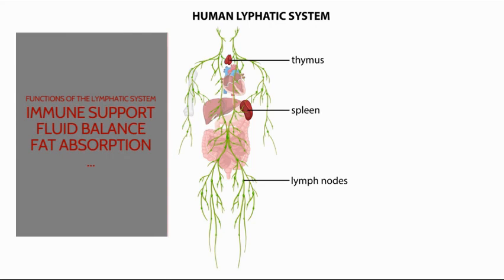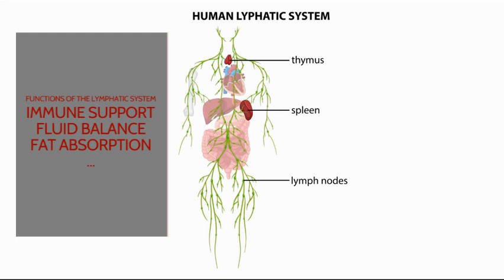It plays a critical role in the body's immune defense by filtering and removing foreign particles like bacteria and viruses out of the lymph. The lymphatic system is also involved in fluid balance, so it helps maintain fluid balance in the body by collecting excess tissue fluid and returning it back to the bloodstream.